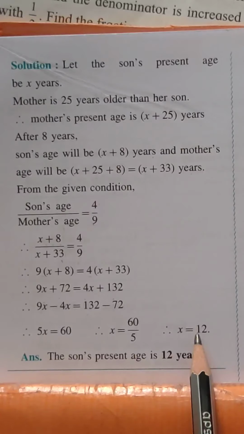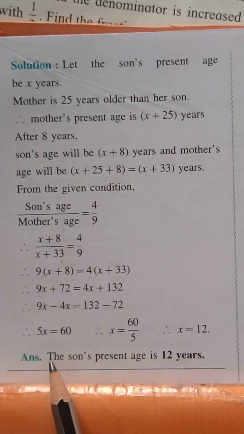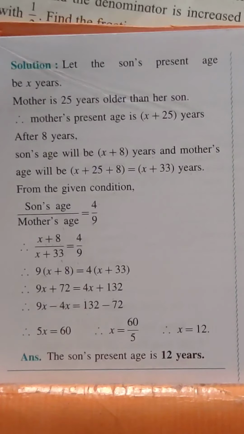And what was x considered as? It was the son's present age. Therefore, the answer you will write is: the son's present age is 12 years, and that is what we were supposed to find. Now let us go to the next question.